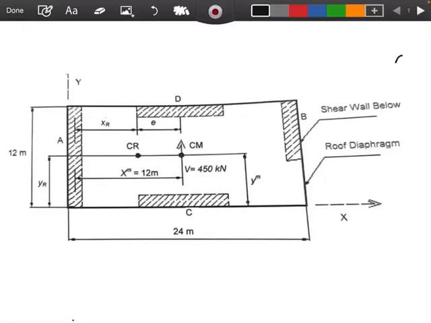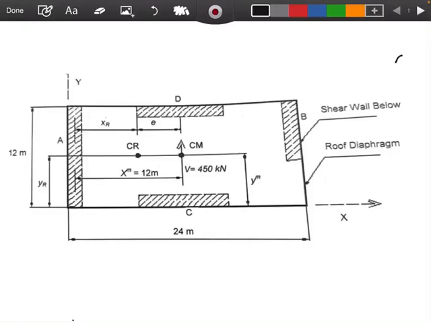Hey, good morning. So our lesson is about horizontal distribution of shear. In this problem, a single story, you have to take note of the problem, okay? Because I'm not going to write it. A single story building has a rigid roof diaphragm. Shear walls resist lateral forces in both directions.